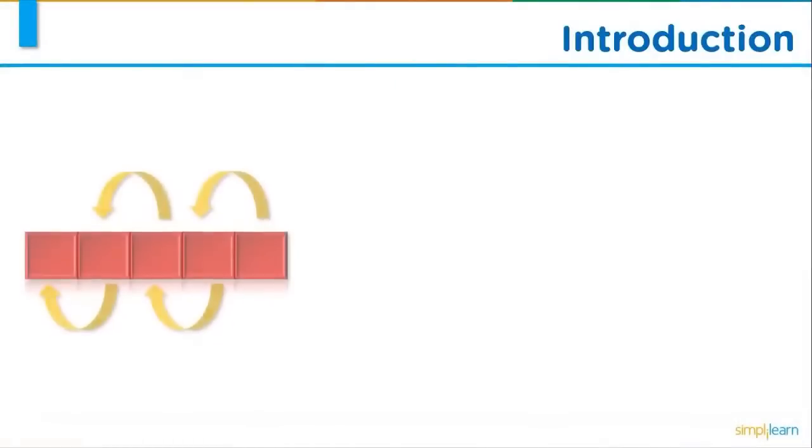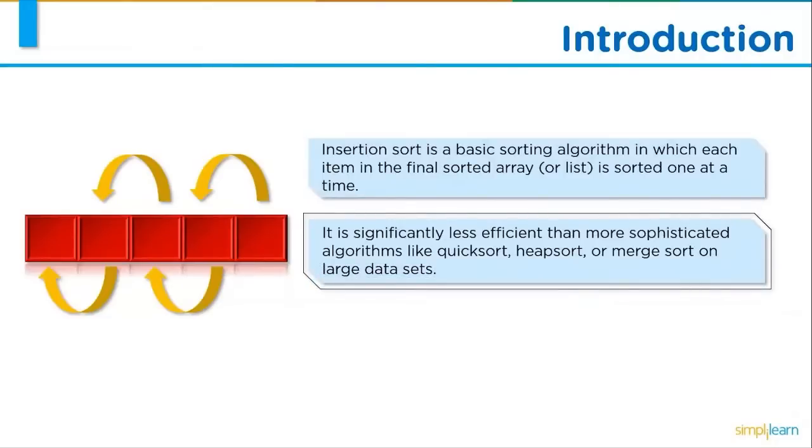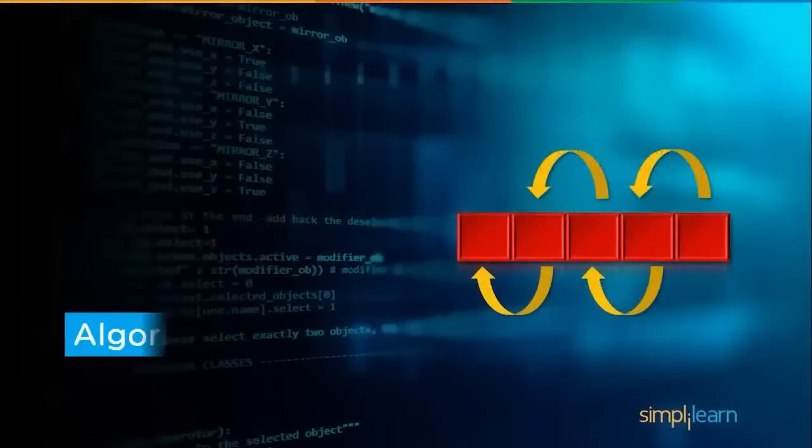Let's get started with an introduction to insertion sort. Insertion sort is basically a sorting algorithm in which each item in the final sorted array is sorted one at a time. And it is significantly less efficient than more sophisticated algorithms like quicksort, heap sort, or merge sort on larger datasets. Now, let's discuss the algorithm of insertion sort.